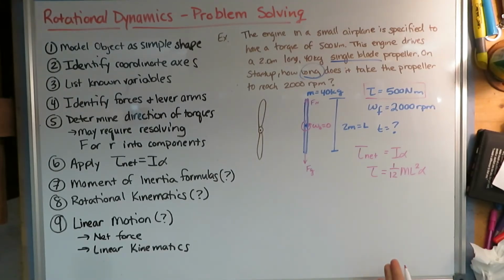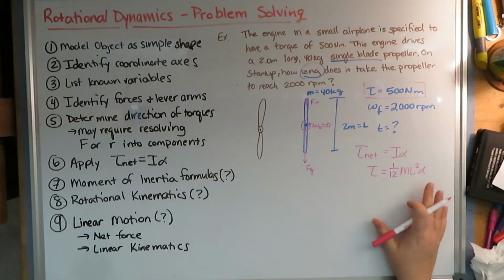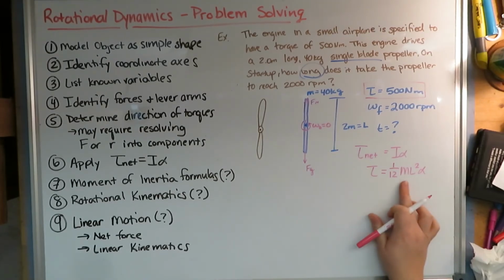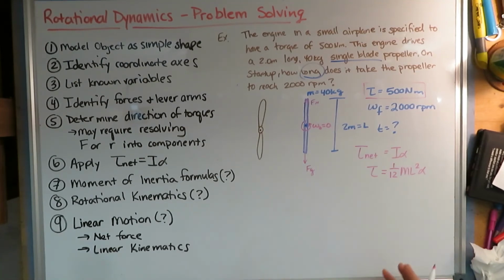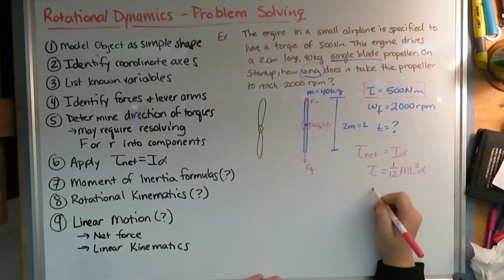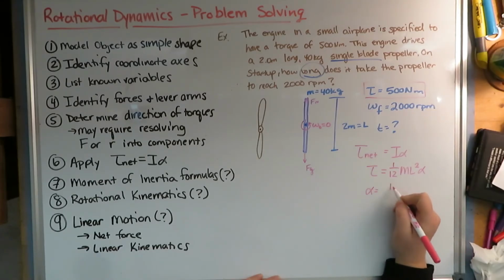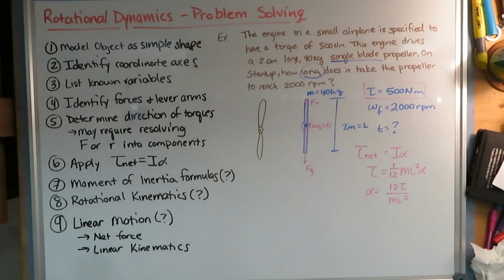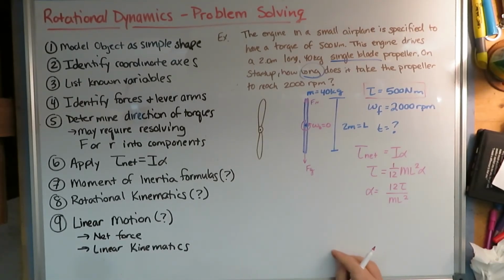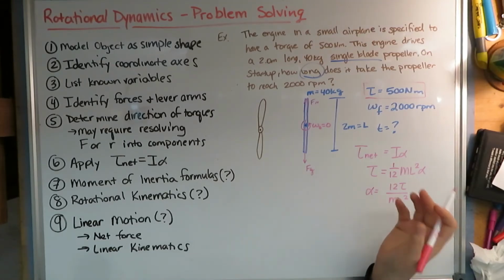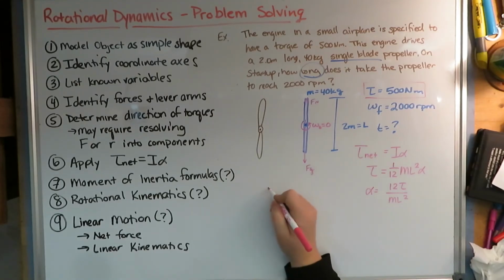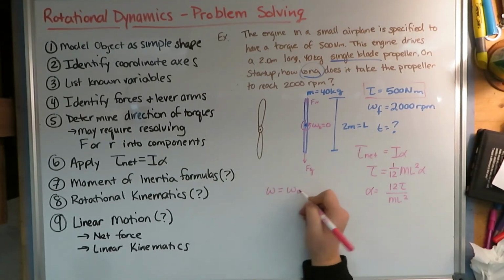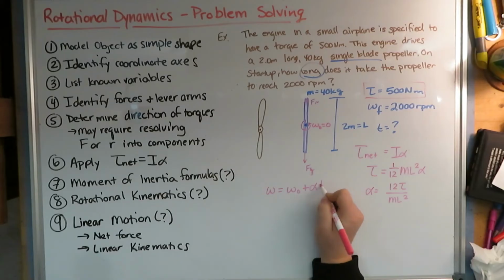I'm looking for time. So what I can do here is I know torque, I know mass, I know length. I can actually solve for angular acceleration and plug it into a kinematic equation. So angular acceleration is going to be 12 times my torque over ml squared. And then what kinematic equation could I do? Well, when I know initial velocities and final velocities, and I'm looking for time and I have angular acceleration, this is just the basic one. Omega equals omega 0 plus alpha times t.